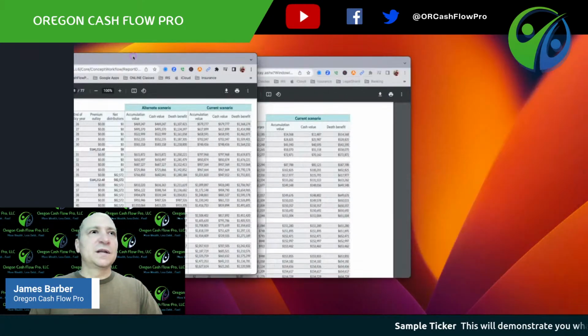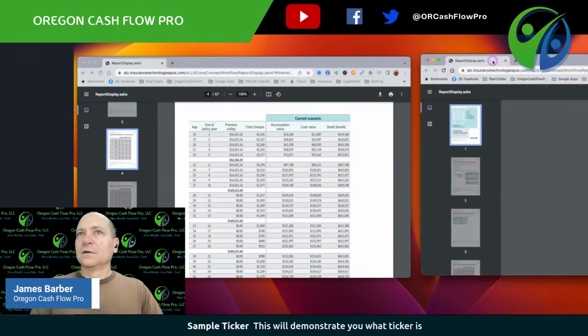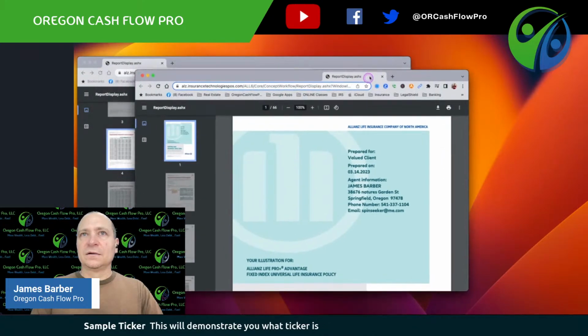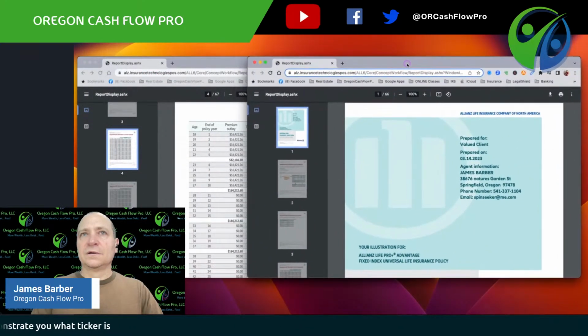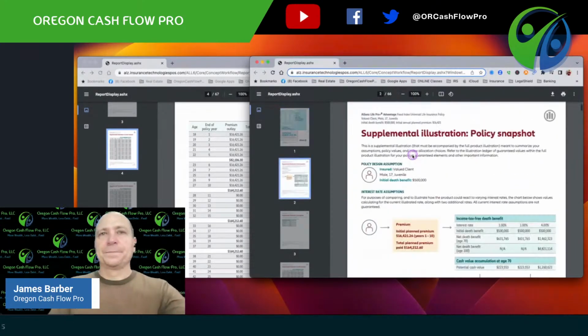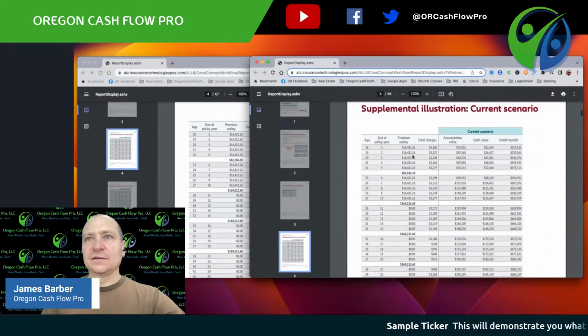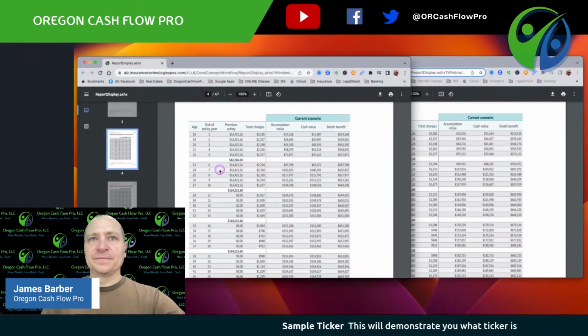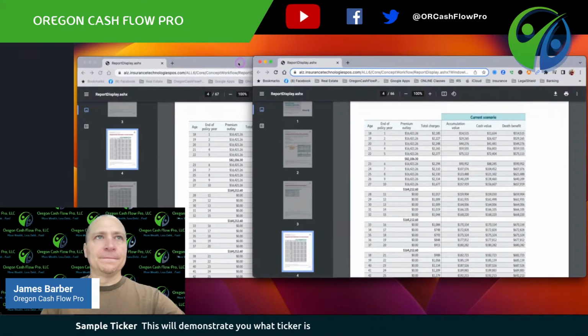So let's move this one out of here. Let's bring this one in. I don't want that there. There we go. Okay. How do our assumptions change? We've got a 1% return now.